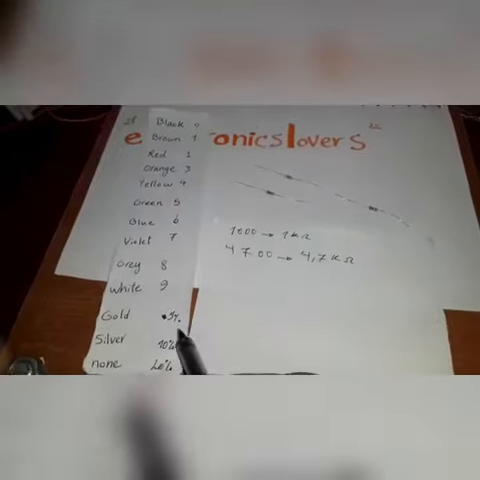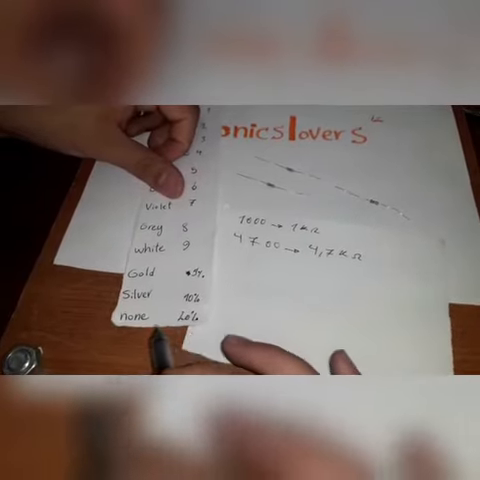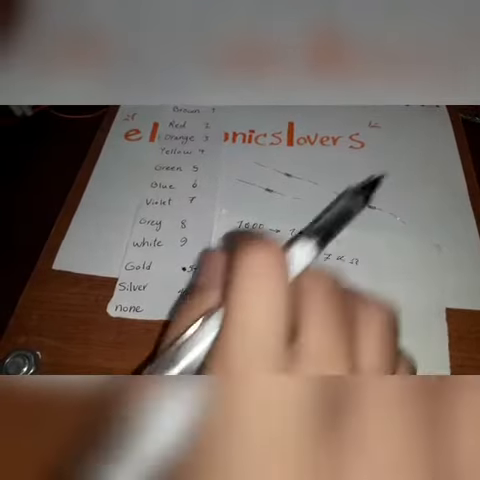When we have gold, it means that the number which we read has 5% tolerance, and silver shows 10% tolerance, and when we don't have any color, it shows 20% tolerance.